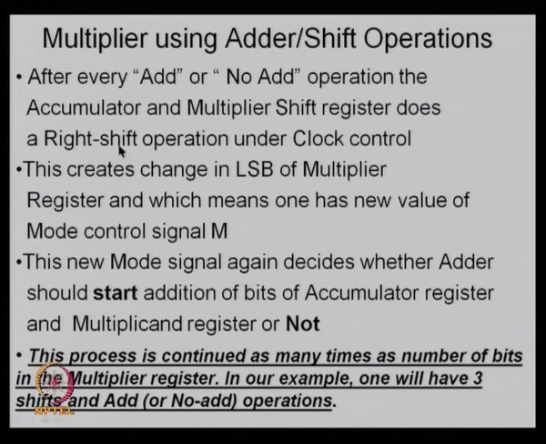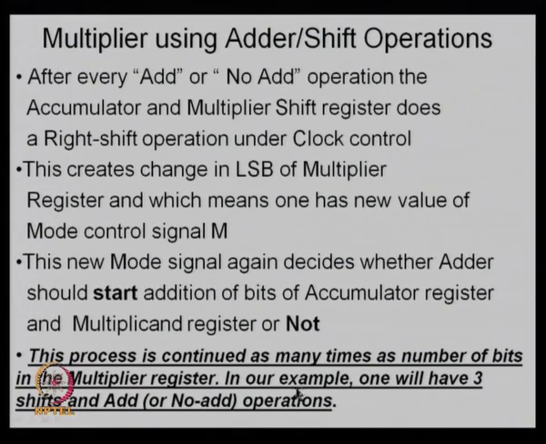Please remember, I will give an example a little later, that after every add or no add operation, the accumulator and multiplier shift register does a right shift operation under clock control, because the next bits of the multiplier and multiplicand will now be in question to operate. This creates a change in the LSB of the multiplier register, which means one has a new value of the mode control signal m. The new mode signal again decides whether the adder should start addition of the bits of the accumulator register with the multiplicand register, or if m is 0, it does not.